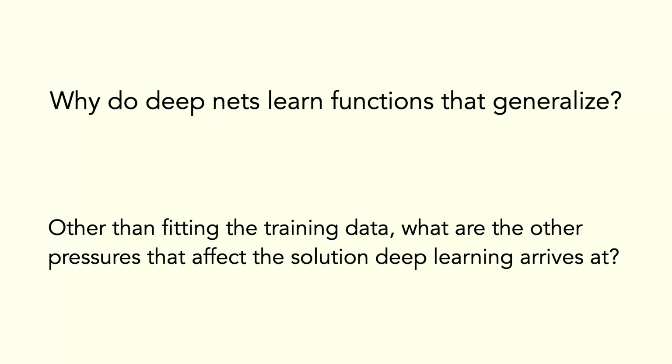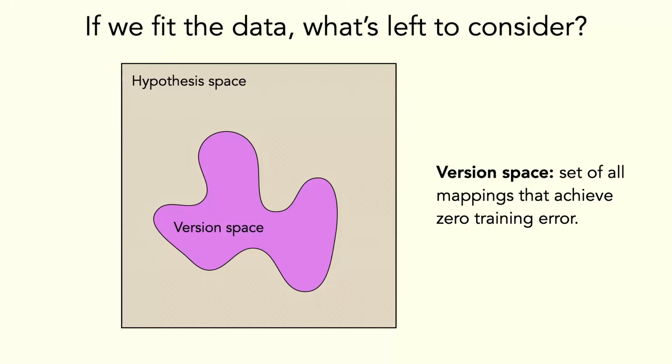There must be some other pressures that affect which of the two solutions that both perfectly fit the training data the deep net chooses. And why does it choose the one that works and not the filing cabinet one, which potentially it would have the capacity to do in some cases. OK, so if we fit the training data, what's left to consider?